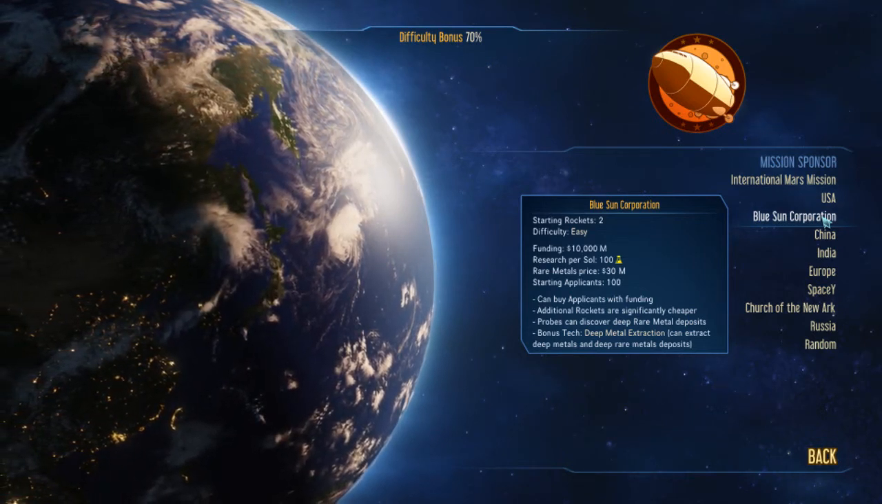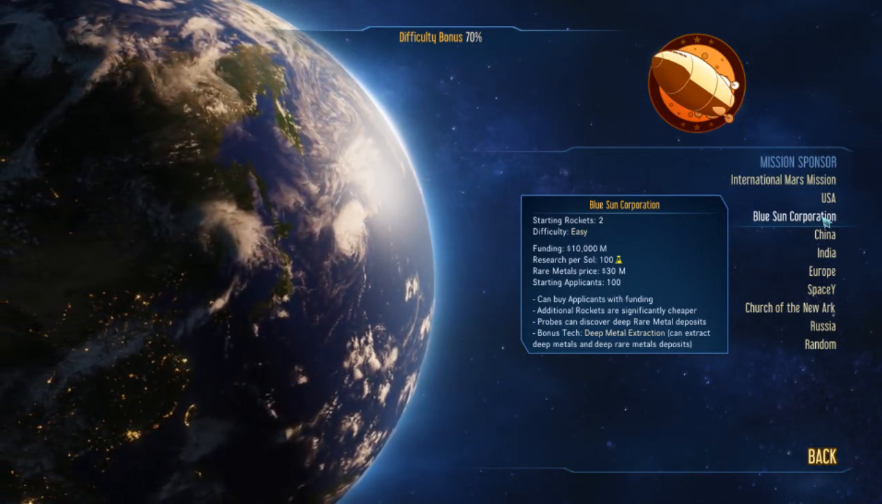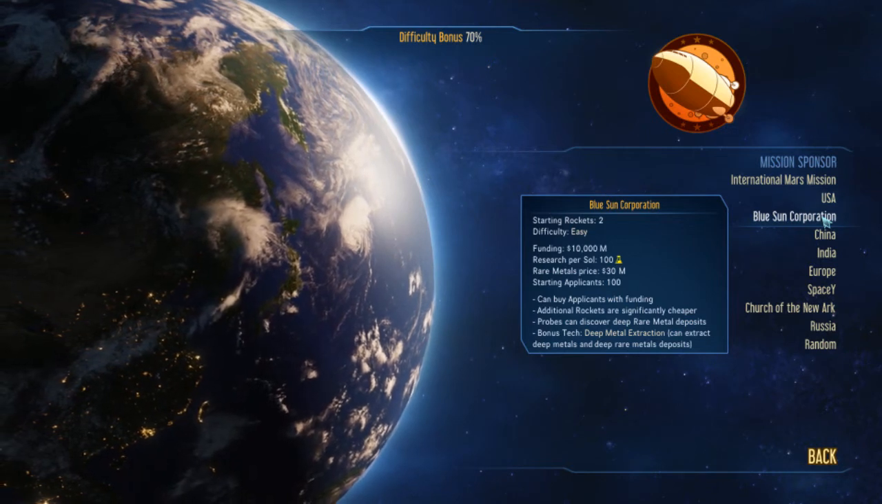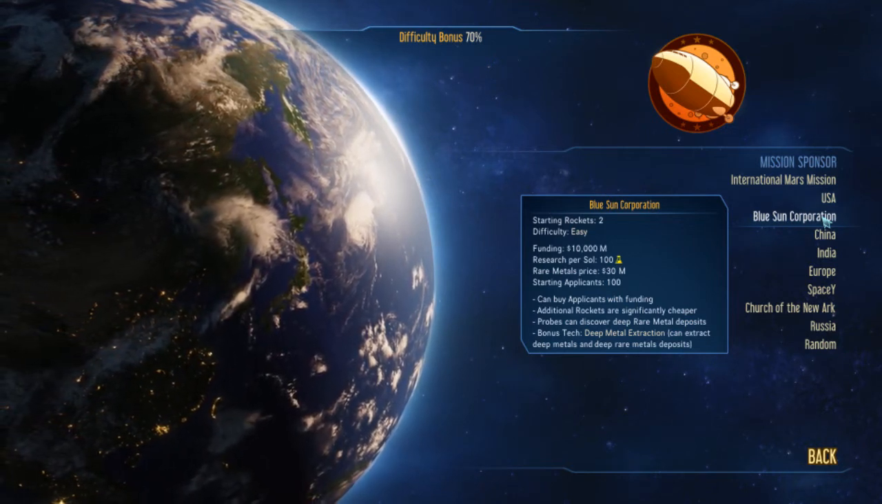Their original rockets are significantly cheaper. Again, 2 is enough to scrape by, but this does mean that if you really need a third rocket, you can get one with these guys pretty cheaply.